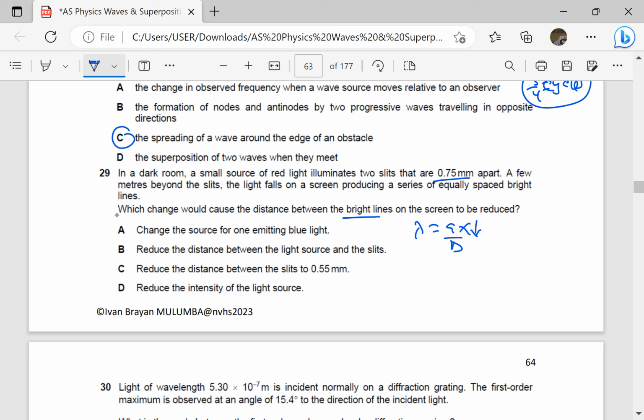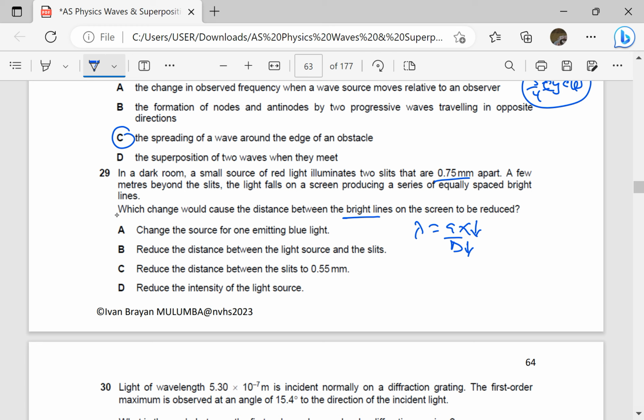Either wavelength decreases. Do we have wavelength here? Or frequency increases. We don't have wavelength here. Then we want x to decrease, so D must decrease because they are directly proportional. Reduce the distance between the light source and the slits.